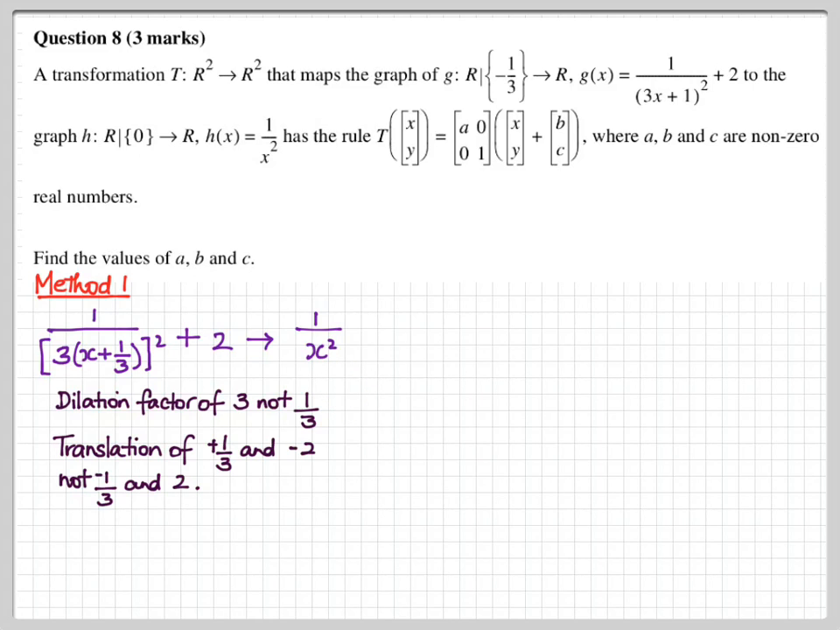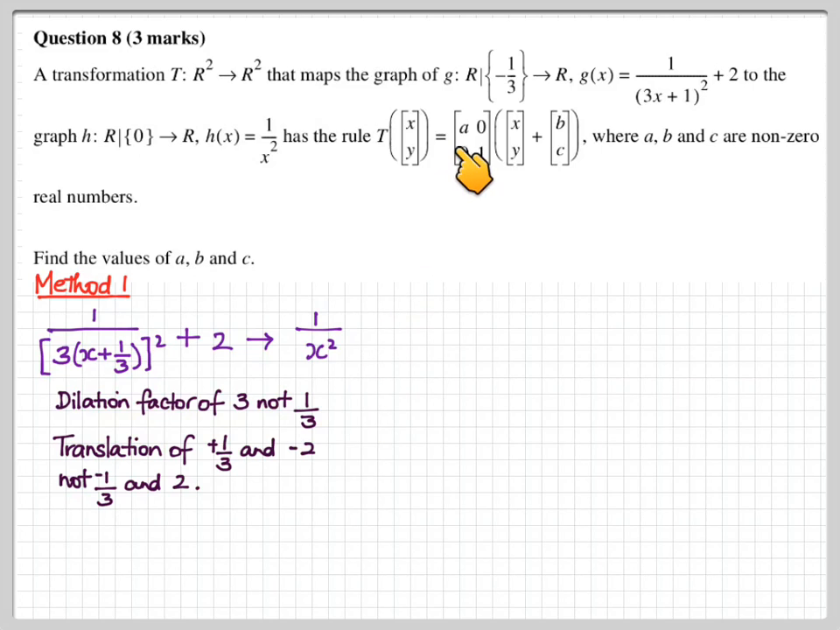Similarly, I have a translation of plus a third, but I'm not going left, I'm actually going right. I know it says plus a third, but remember I'm not transforming from 1 over x squared to this function, I'm transforming the other way. So the translation is positive a third, and I'm going from plus 2 to nothing, which is going down by 2. So it's minus 2.